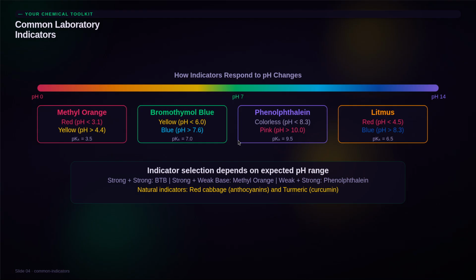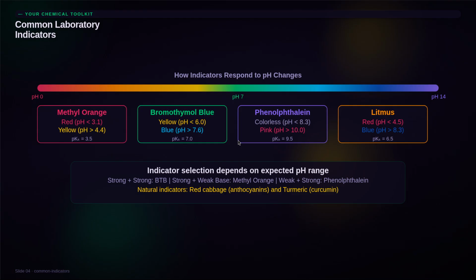Litmus is a natural mixture of dyes extracted from lichens, changing from red in acid to blue in base with a transition between pH 4.5 and 8.3. Phenolphthalein is synthesized from phthalic anhydride and phenol. It is colorless below pH 8.3 and pink above pH 10.0. In very strong bases above pH 12, it becomes colorless again.